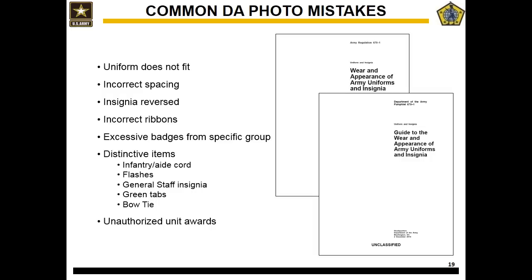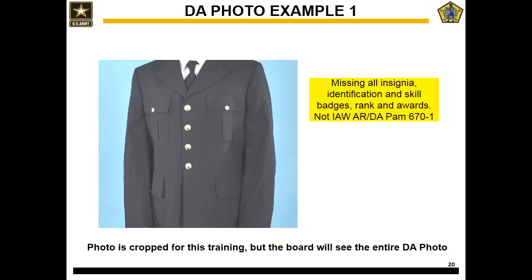The next few slides depict correct and incorrect photos. Learn from these slides and don't be the officer that is an example of an incorrect or bad photo. Also, please note that in this training, the photos are cropped, but the board will see the entire DA photo. The gentleman in this photo is missing all insignia, identification and skill badges, rank and awards. This is clearly not in accordance with AR and DAPAM 670-1.